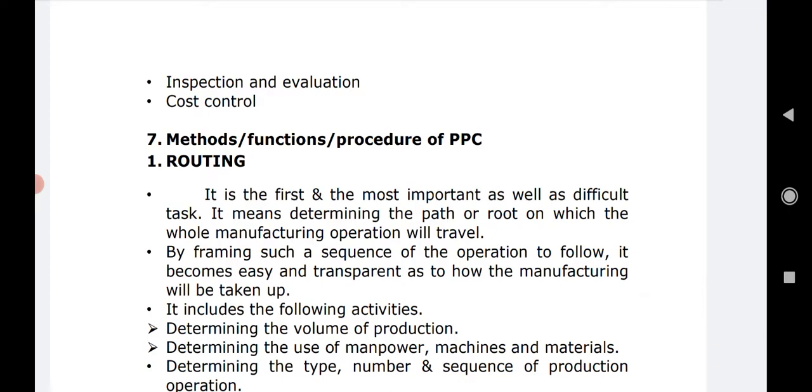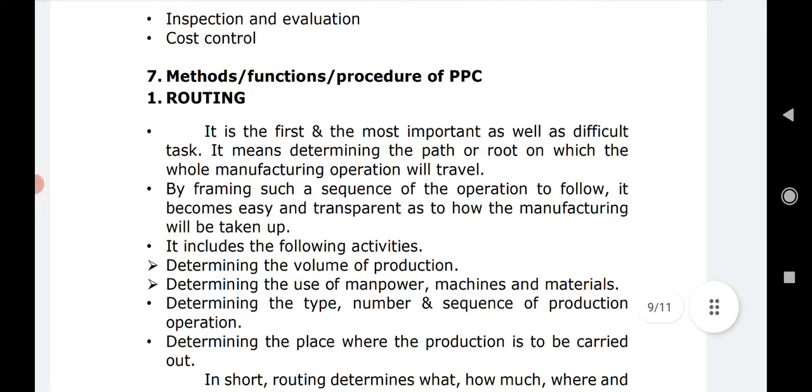Next come up the methods. We can call it methods of doing the PPC, or maybe a logical procedure of performing production planning and control, or it can also be called functions, right? So to begin with, it is routing.